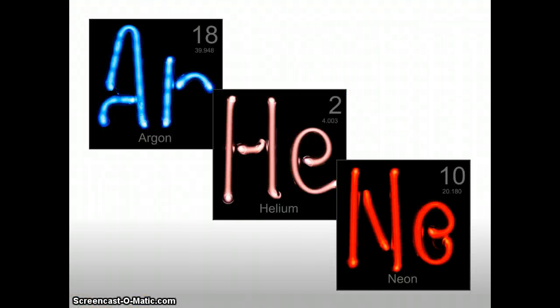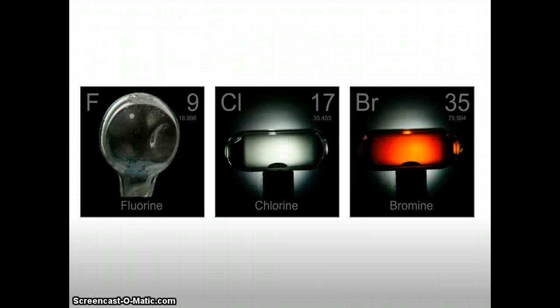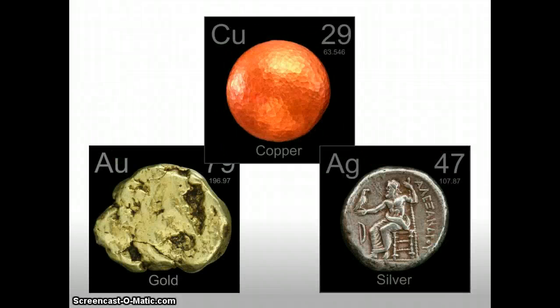Then I'll show students groups of different elements in the periodic table. Here we have argon, helium, and neon. We'll talk about the similarities and differences. Then fluorine, chlorine, and bromine and how they're similar. And then finally, some of the transition metals, which they probably are all familiar with. Again, we'll just talk about properties and how these elements are grouped together based on their properties.